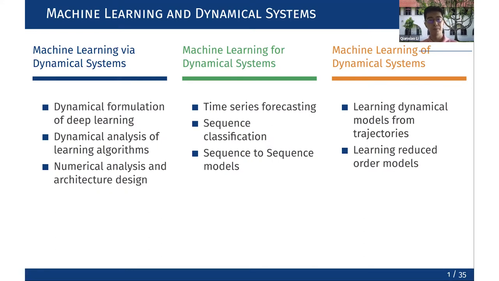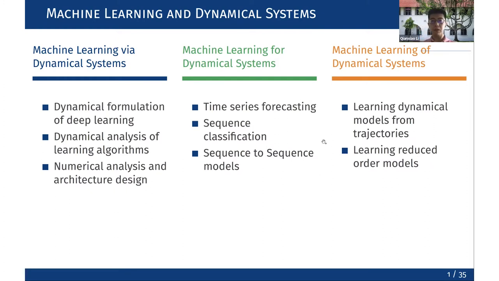And then on the other extreme, you can think of doing the reverse, which is machine learning of dynamical systems. So this is where we try to learn some dynamical models in a data-driven way from observations of possibly very complex dynamical systems. This includes learning reduced systems as well.